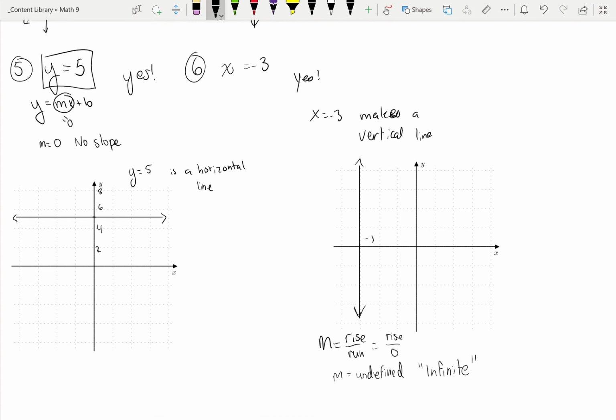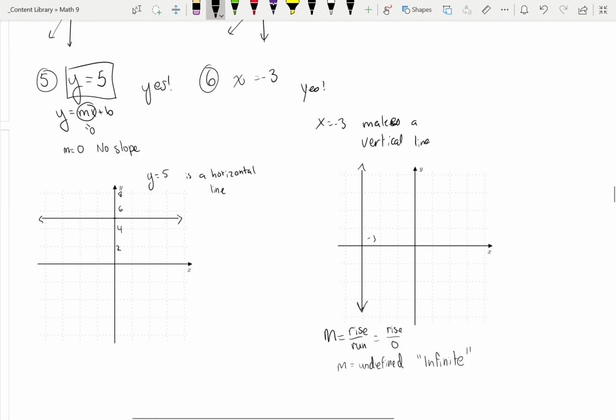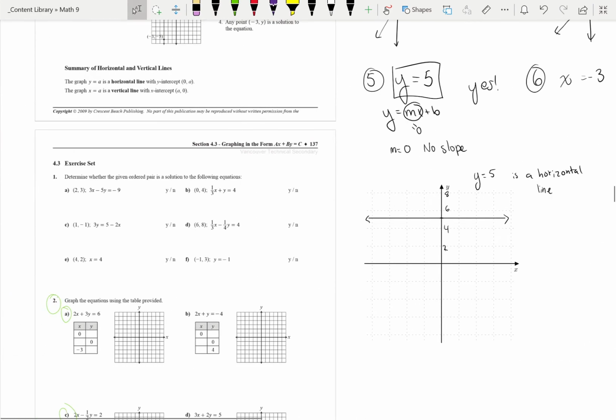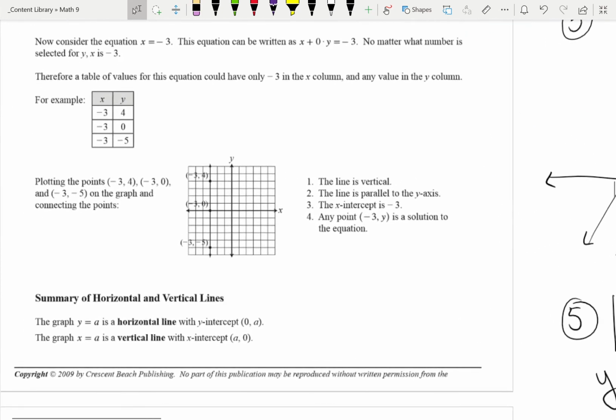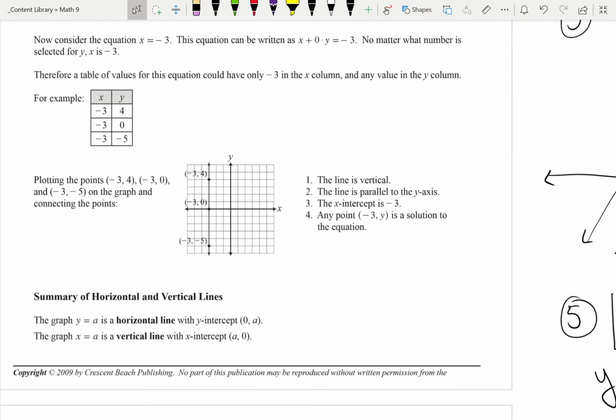So this works in standard form, but it's one of the cases that we can't graph in slope-intercept form, because I can't just say y is equal to infinity x plus something. Like it doesn't make sense. I can't plug that into a math equation. So the two special cases that they talk about is for vertical and horizontal lines. So they have a little nice summary down here.